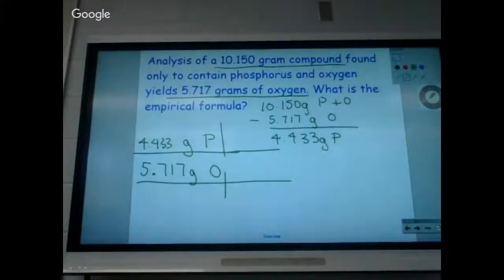Okay, question, where do I get the grams? Where we always get grams from on the test. There you go. What else? What elements do you have? Oxygen and phosphorus? So that's what you're looking up. Right. And the oxidation numbers. That's it.